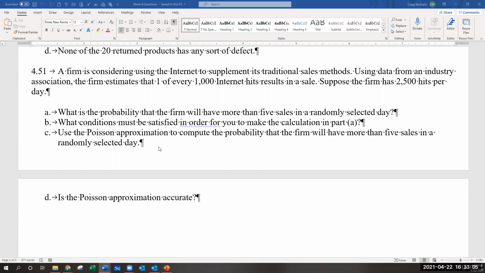Because Poisson uses means, right? You have to have an average. Okay. And I used Excel in mine and I got the same thing. Yeah, you should. They're almost identical. Yeah, absolutely. Thank you.